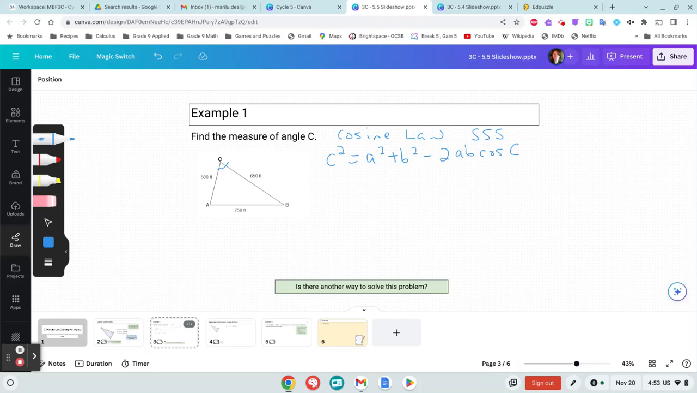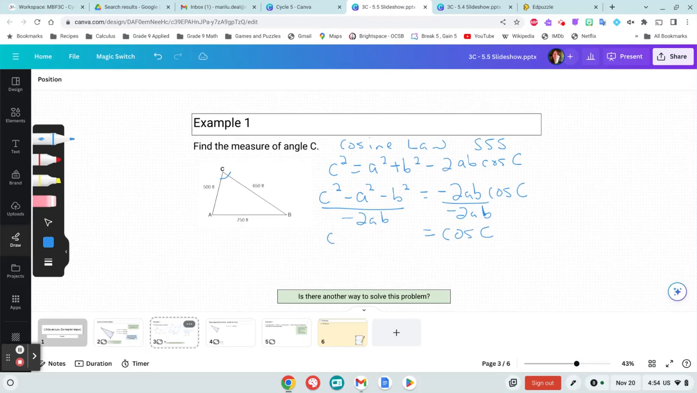Now, I could do the formula like this. However, I'm going to rearrange it before I actually solve. I want to get cosine C by itself. So I'm going to have C squared minus A squared minus B squared. I just move the A and the B over. Then I have minus 2AB cosine of C. And then I want to get cosine by itself, so I'm going to divide both sides by negative 2AB. So cosine of C is going to be C squared minus A squared minus B squared all over minus 2AB.